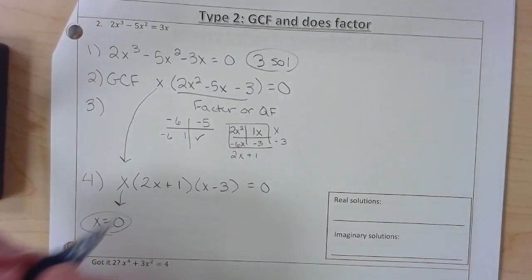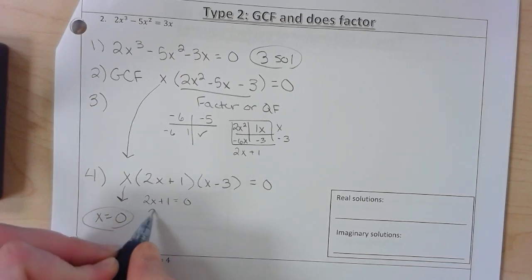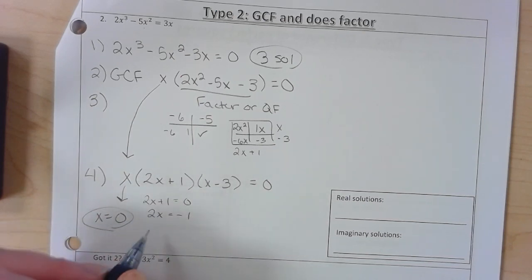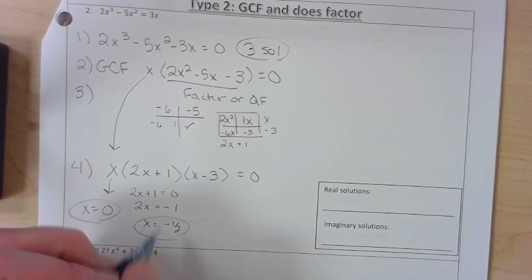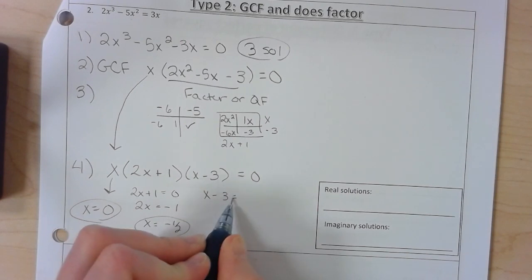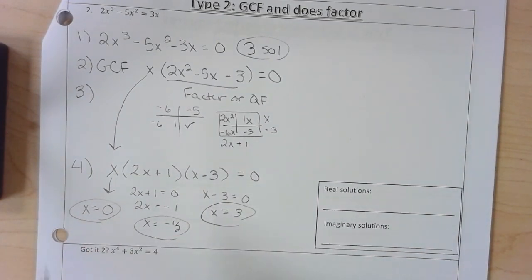The second answer is 2x plus 1 equals 0. Subtract 1 to get negative 1. Divide by 2 to get negative 1/2. And then the last one is x minus 3 equals 0, and you would get x equals 3. So I have all 3.